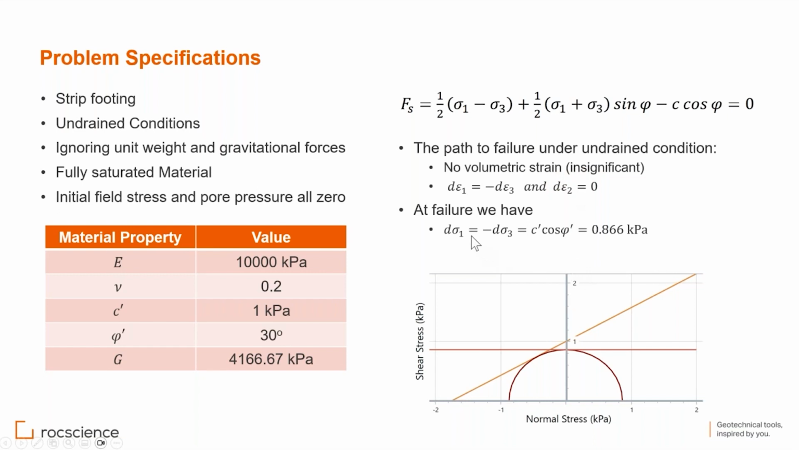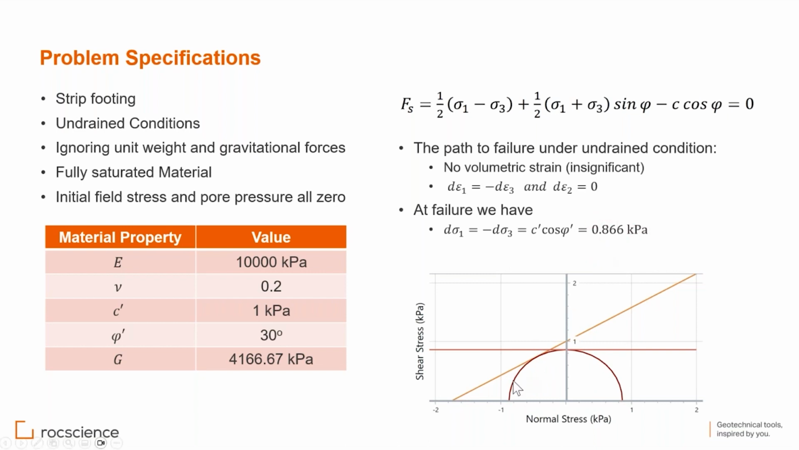If this is going to fail, at failure we will have d sigma 1 equal to minus d sigma 3. If I put these two values in this equation, I get these two equal to c' cosine phi', 0.866 kPa. If I look at it in a normal stress versus shear stress graph, the orange line is the original material properties that I have. This Mohr circle represents the failure that I predicted here.